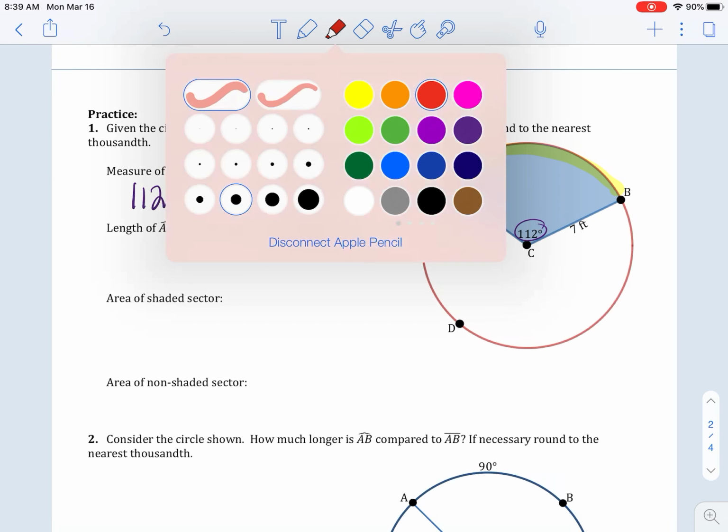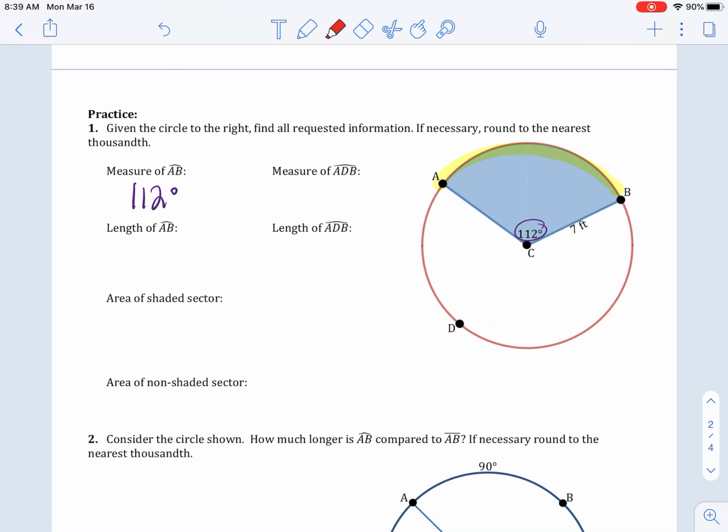They also want me to find the measure of the arc ADB. So this arc right here. This arc is not labeled, but it's the same as this angle right here. And I can easily figure out that angle by doing 360 minus 112. If I do 360 minus 112, I know that this angle is 248. So this arc's 248. This arc is 112. So 248.